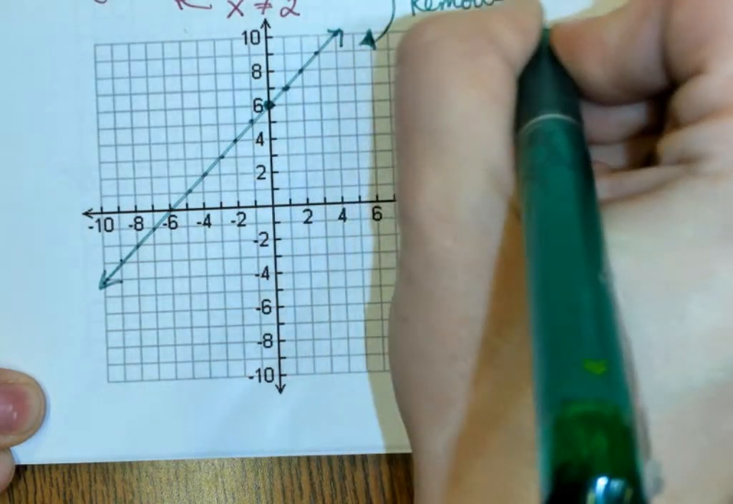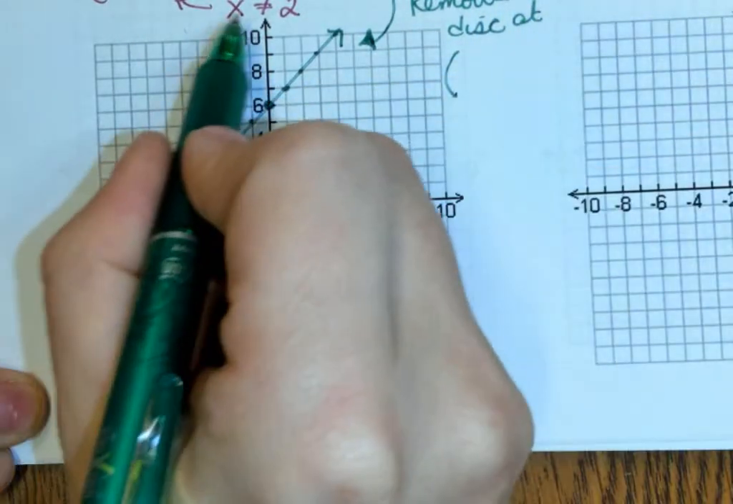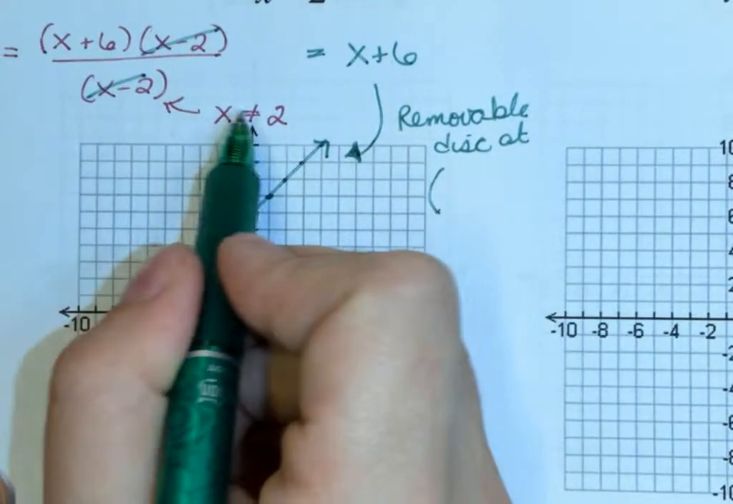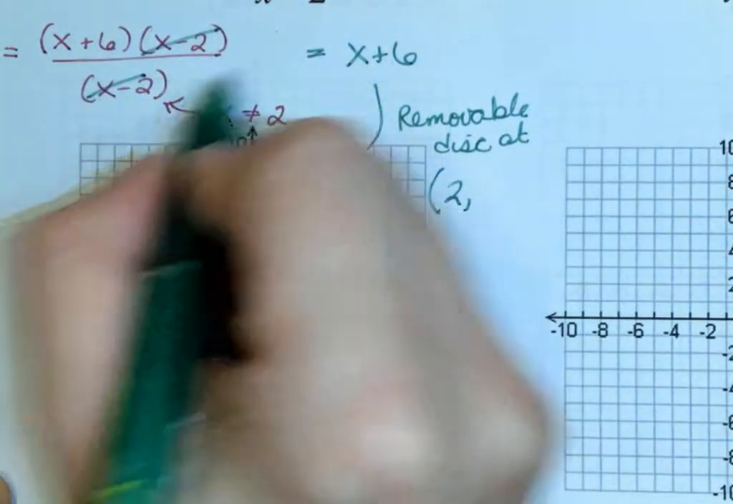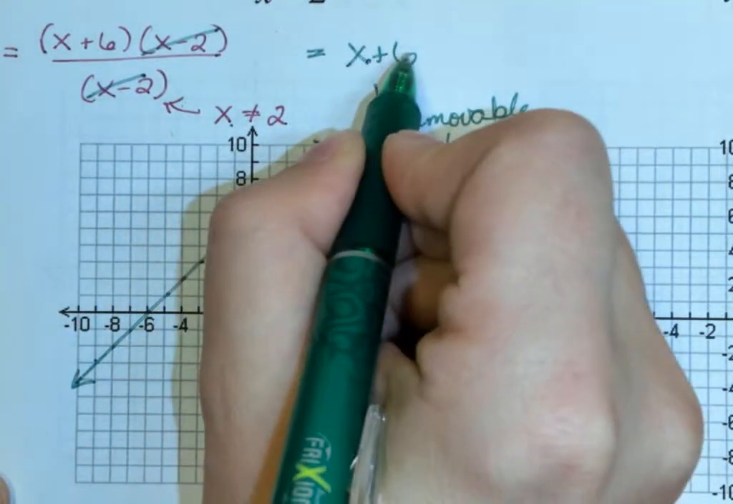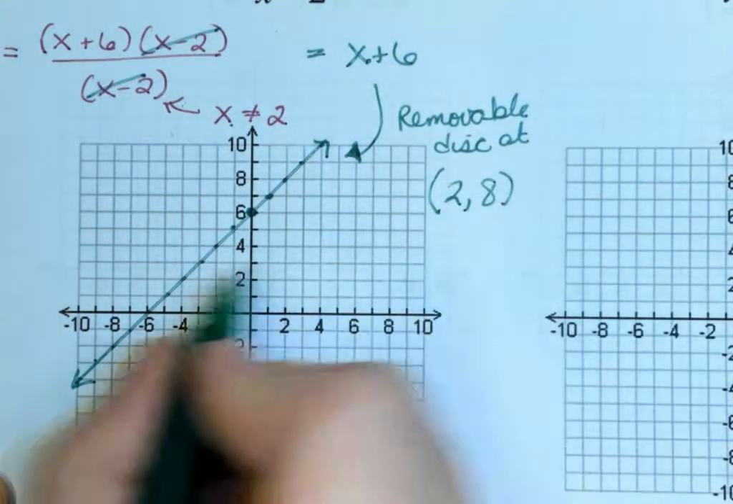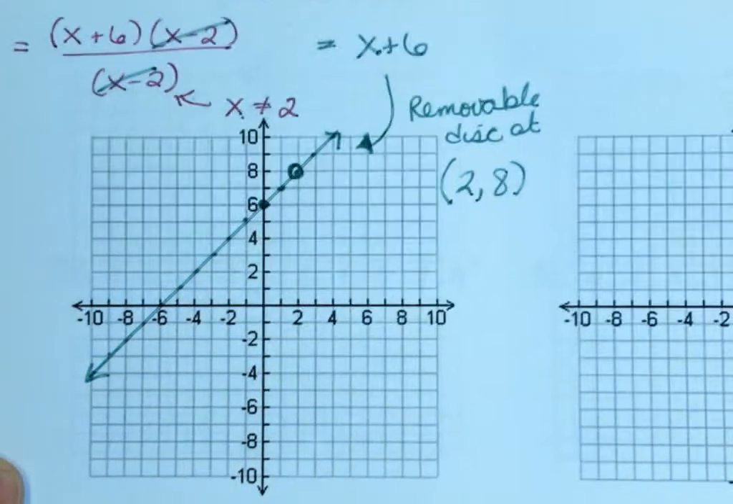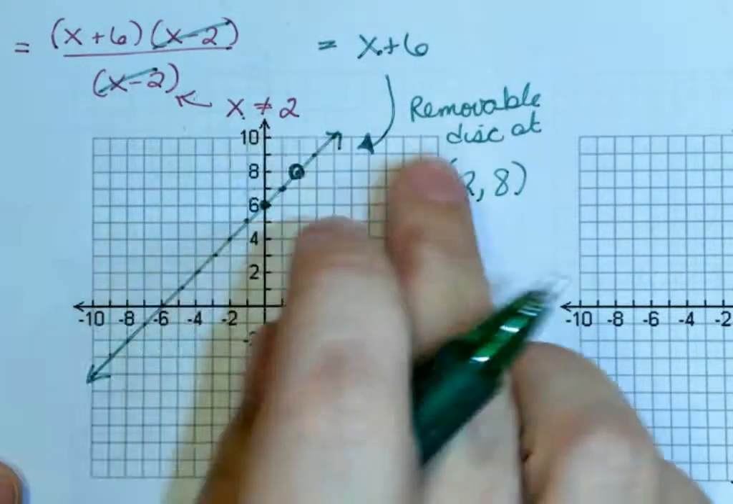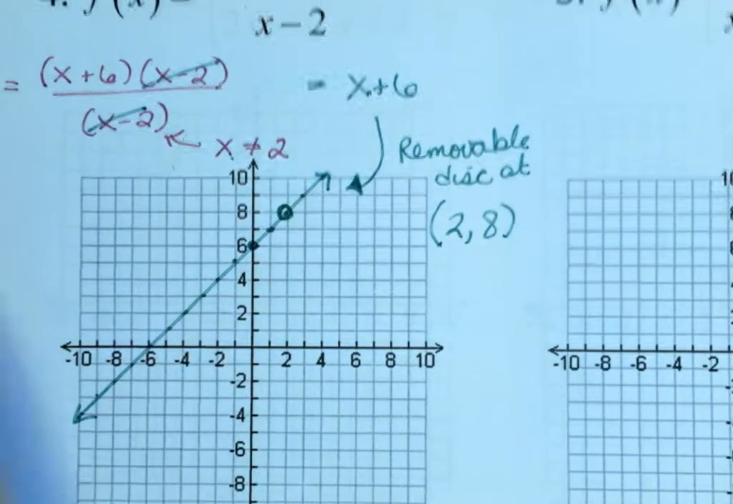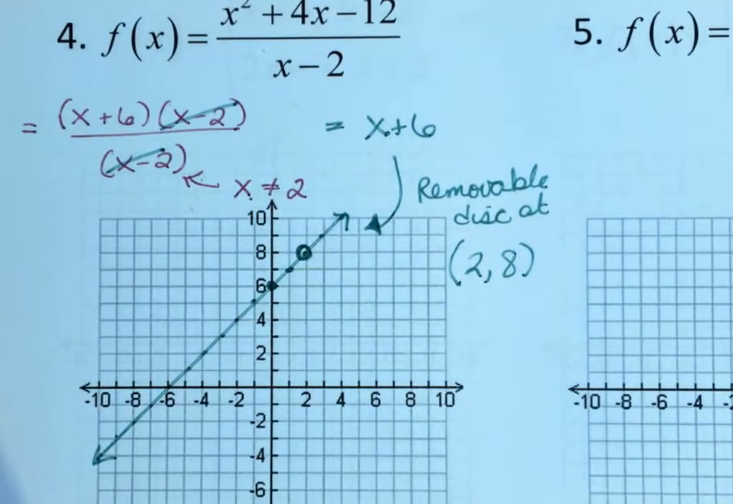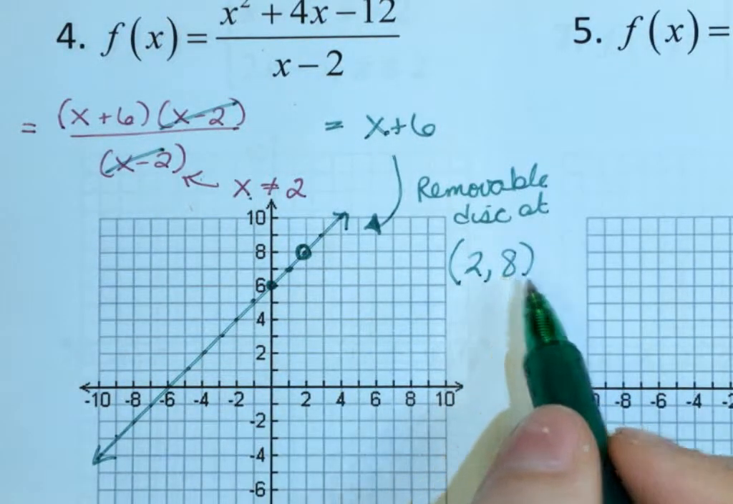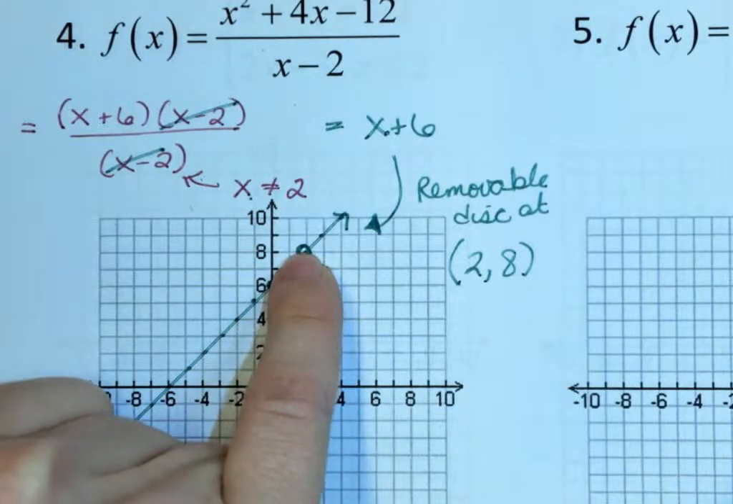discontinuity at x equals what? 2. And when I plug 2 into my simplified version, what is 2 plus 6? 8. So at over 2 up 8, I draw my hole. And now it is the original graph. And when you do a removable discontinuity, I want to see the coordinate, because it's removable: if I were to put a point right exactly at that coordinate, it would no longer be discontinuous.